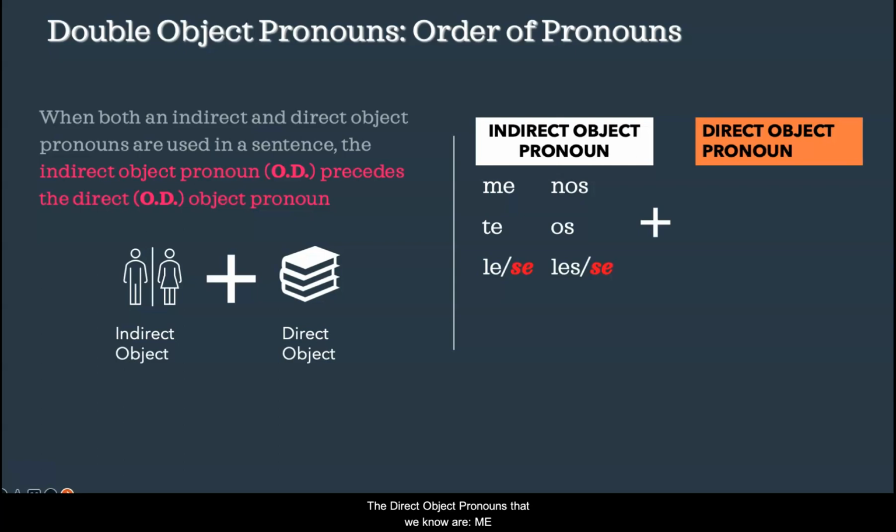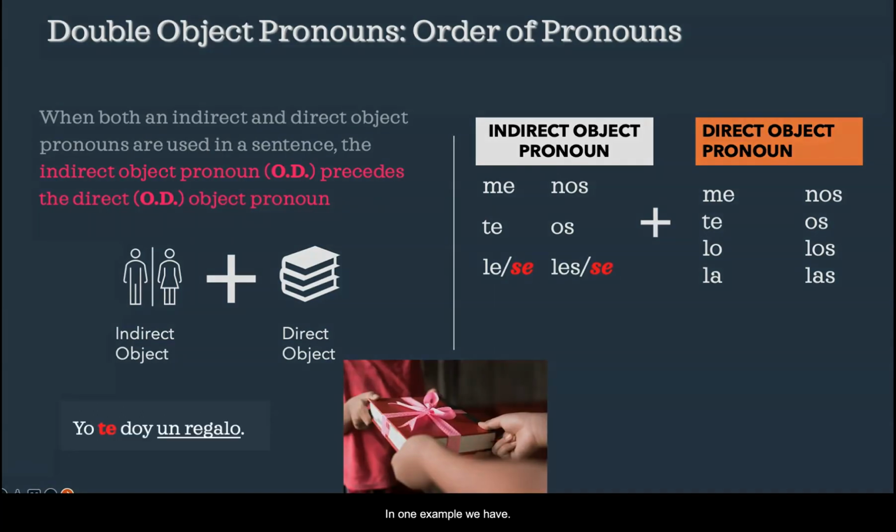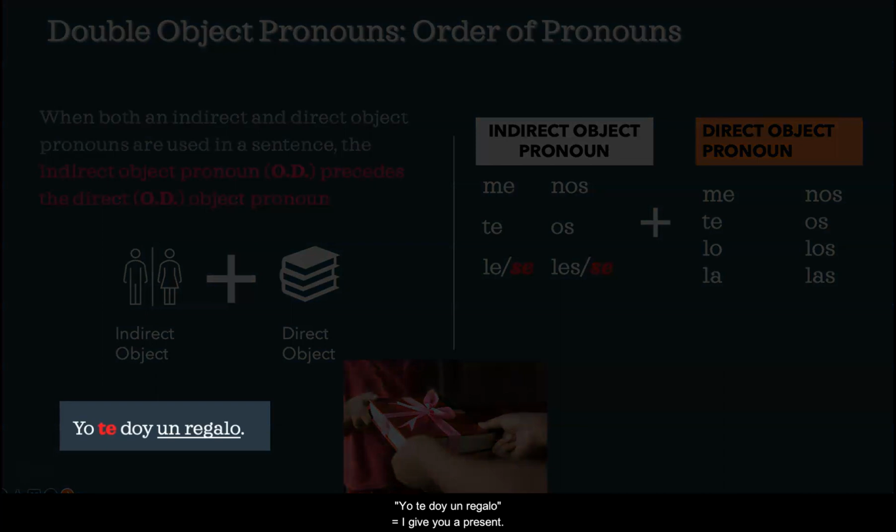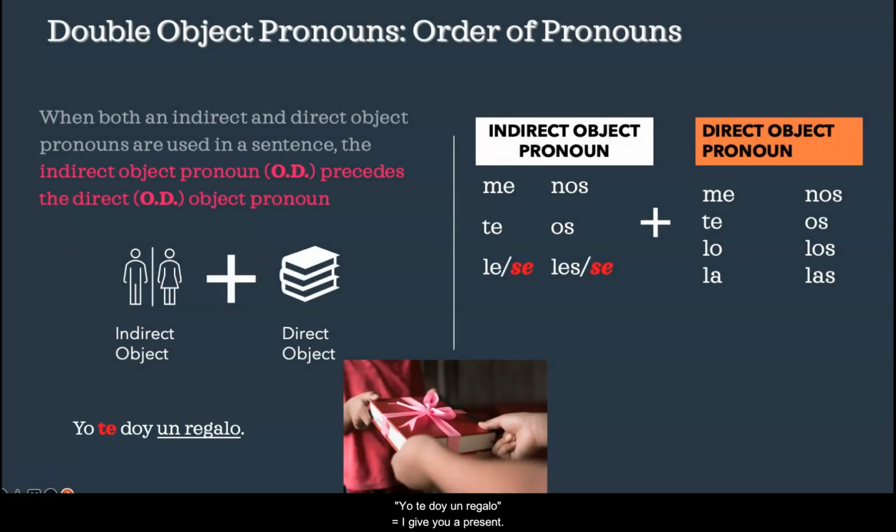The direct object pronouns that we know are me, te, lo for masculine singular, la for feminine singular, nos, os, los for plural masculine, las for plural feminine. In one example, we have yo te doy un regalo. I give you a present.